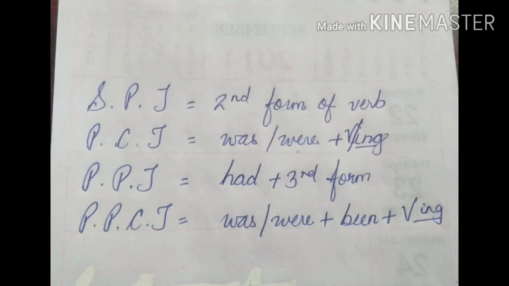Look at the rules. Simple past tense or past indefinite tense: second form of the verb. Past continuous tense: was or were plus verb-ing. Past perfect tense: had plus third form. Past perfect continuous tense: had plus been plus verb-ing.